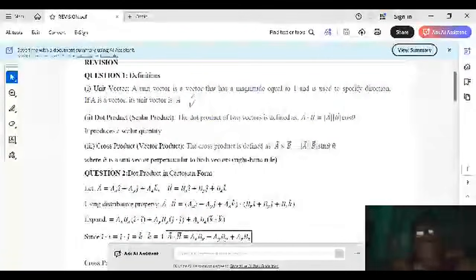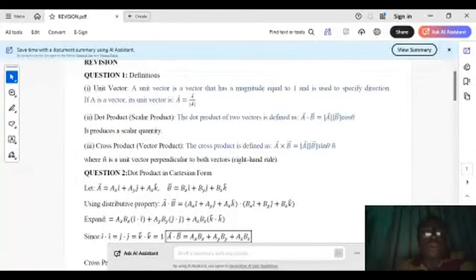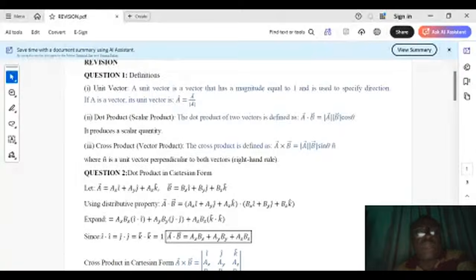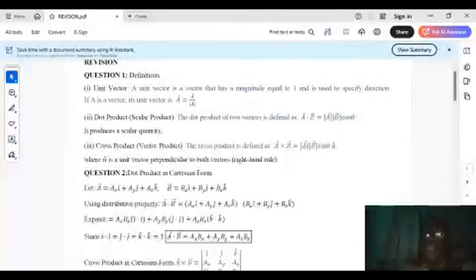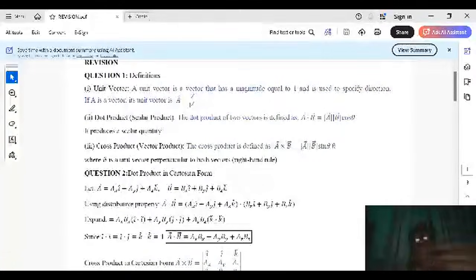You may also be asked about cross products. Another name for the cross product is the vector product. The cross product A cross B is equal to modulus of A times modulus of B sine theta, multiplied by the unit vector called n.